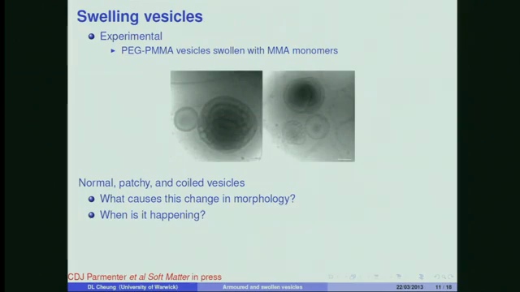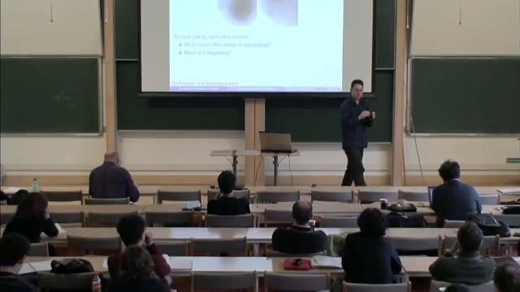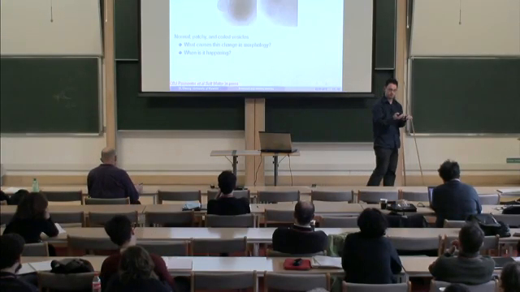But they also saw some more complex morphologies. So sometimes you see vesicles which got patches on the surface and vesicles which got a coil-type structure on the inside. And so then the question is asked, what actually is this change in morphology? What's causing this change in morphology? And when is it happening? Is it happening in the initial swelling stage, or just when you expose the vesicle to the hydrophobic molecule? Or is it after that, when cross-linking?